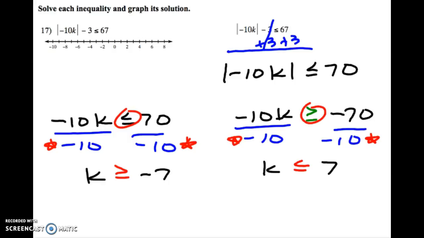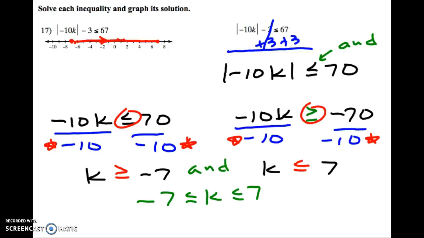As indicated before, when we have a less than or equal to, this should end up looking like an AND. So let's take a look at this graph. Negative 7, closed circle, and we should be going to the right. This one's less than or equal to 7. This one should be going to the left. And so we get the overlapping section. I want to write it out as one inequality being an AND. We got negative 7 is less than or equal to k is less than or equal to 7. Make sure you get your answer in between the two numbers.